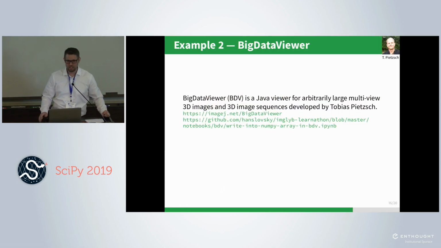Right. So the next example is also a BigDataViewer example again, but this time the data is just blank and there's nothing in it. But we will implement an extension for BigDataViewer in pure Python, and then we will be able to paint into the NumPy array with BigDataViewer.